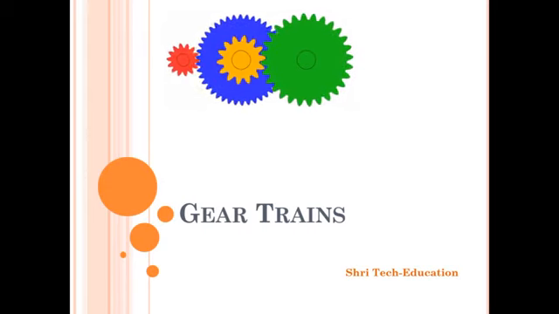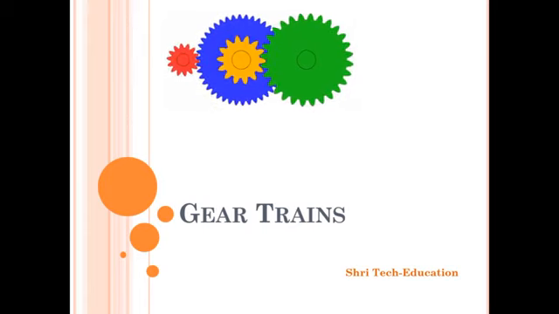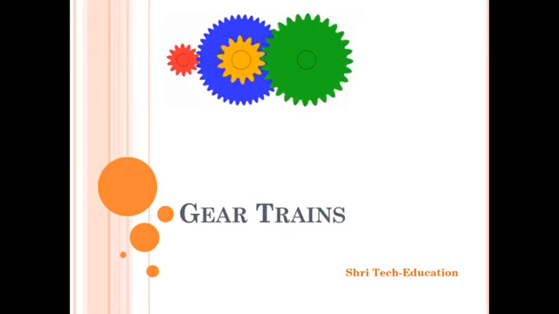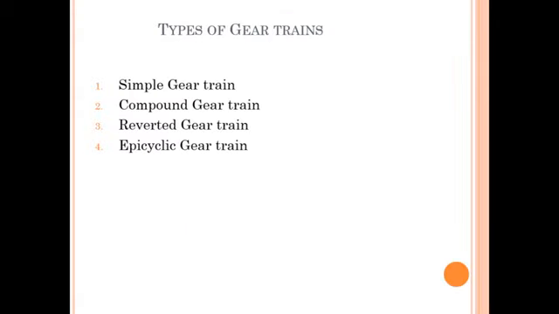The nature of the train used depends upon the velocity ratio required and the relative position of the axes of the shafts. A gear train may consist of spur gears, bevel gears, spiral gears, etc. There are a number of types of gear trains, but four important and main types we will study. First is the simple gear train, second the compound gear train, third the reverted gear train, and fourth the epicyclic gear train.